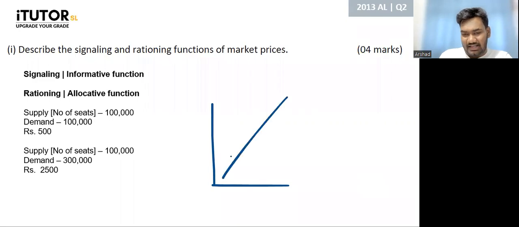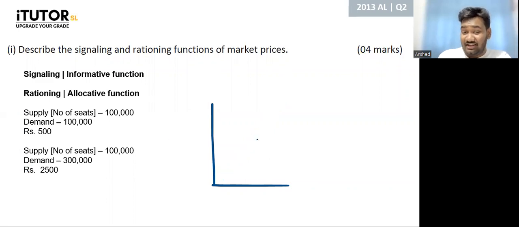If I draw a supply curve like this for this story, is it correct? An upward sloping supply curve like this. Think with the numbers and see, is it correct or wrong? This is a little bit of advanced knowledge. Kind of wrong, right? Because when the price is 500, supply is 100,000. When the price is 2,500, supply is 100,000.